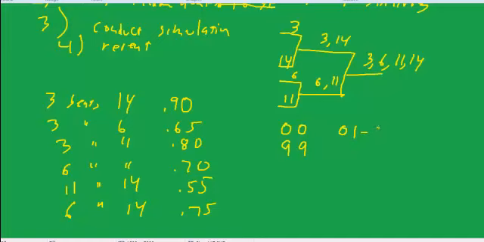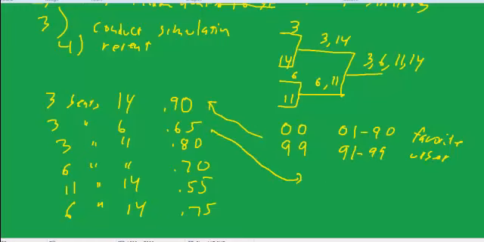But we'll take 01 through 90 would be a win for the favorite team 3 in a game of 3 versus 14. So let's say that the low numbers 01 through whatever number is the odds, like 0.90. So that's the favorite wins. And then 91 through 99 would be an upset. So that would be this one. And then for the 3 versus 6, we would do 01 through 65 would be the favorite wins.